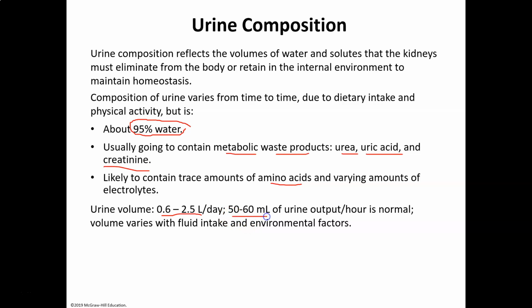50 to 60 mils of urine per hour. So that's 1 mil per minute, right? 60 mils per hour, 60 minutes, 1 mil per minute. You're making about a milliliter of urine every minute. And of course it varies with fluid intake, environmental factors, etc.